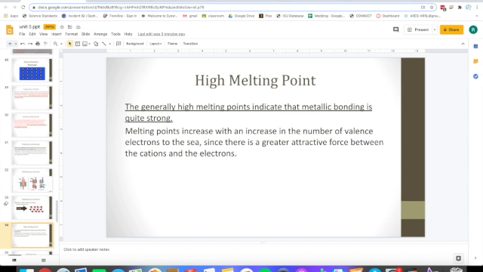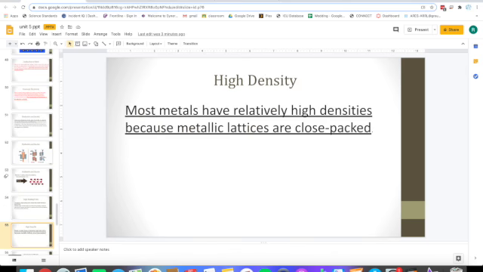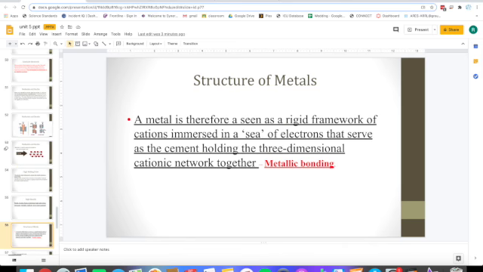They also generally have a high melting point because it is a pretty strong bond, so it's not going to break up very easily. They do have a high density because metallic lattices are close packed, which affects the density of it.